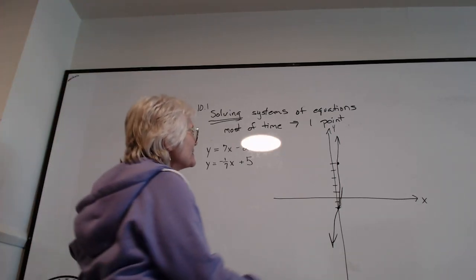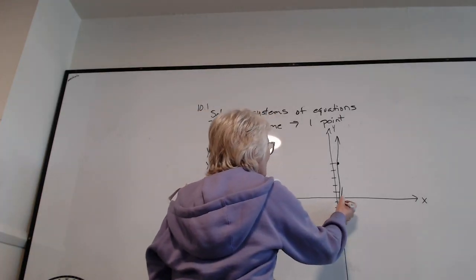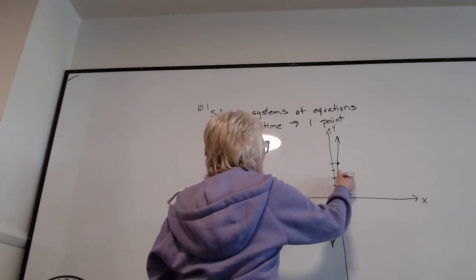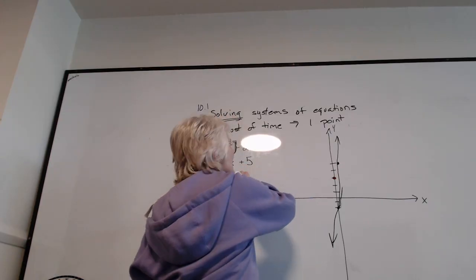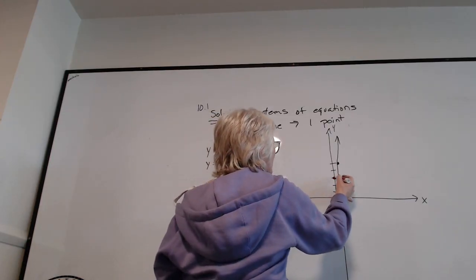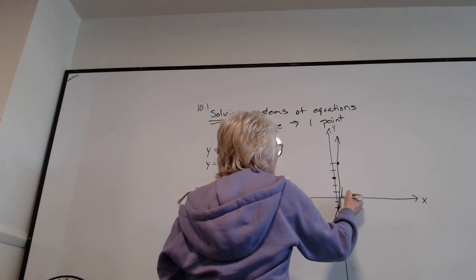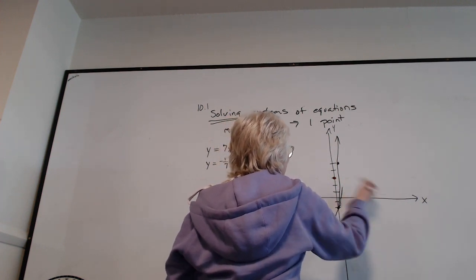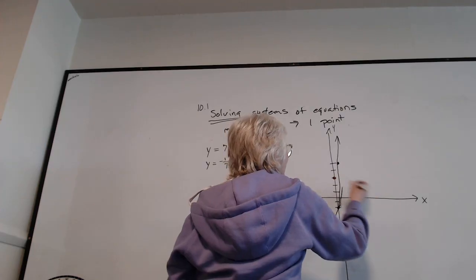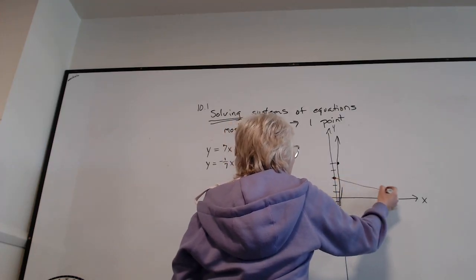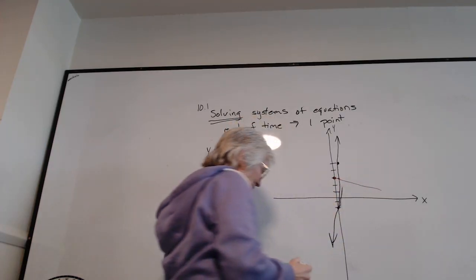Please give me more points. Okay, the next one is plus 5. 1, 2, 3, 4, 5. And negative 1 over 7, so down 1. 1, 2, 3, 4, 5, 6, 7. 1, 2, 3, 4, 5, 6 across. It's going to be right in here somewhere.